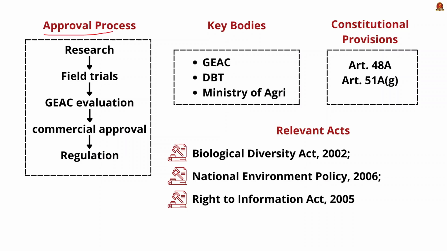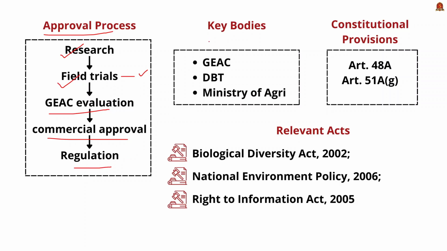Now let us see about the approval process. Initially, there will be research at the laboratory and there will be field trials of GM crops. It should be done only with GEAC approval. Then the GM crops are evaluated by GEAC and then it is allowed for commercial approval and it is regulated. So this is the approval process of GM crops in India.